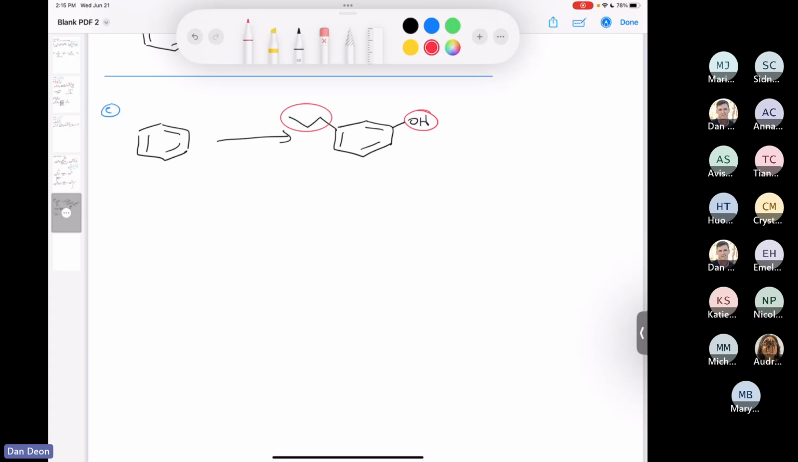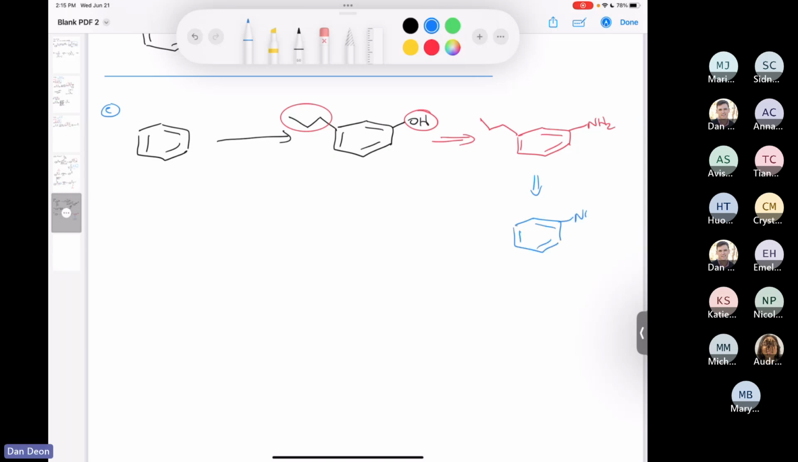But either way, they're both ortho-para-directing. But what we could do is make this compound from the amine, right? And that could come from the nitro. So what I'm saying is we could make it from this compound, or something like this maybe. And of course that we would get from the nitro, right?